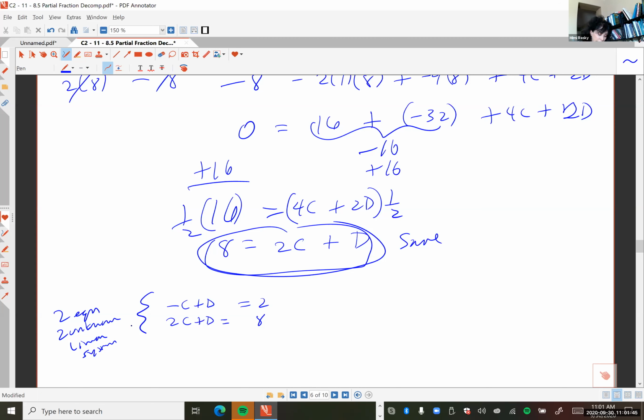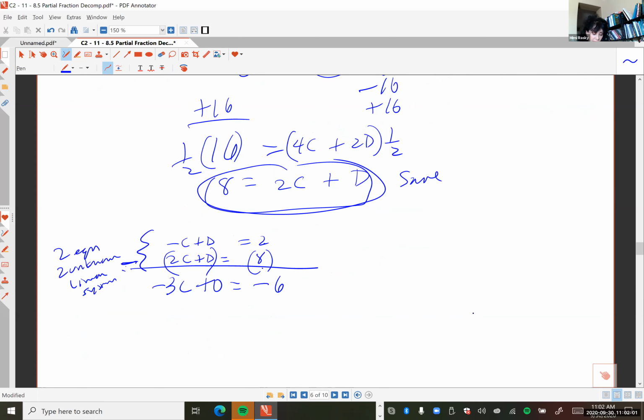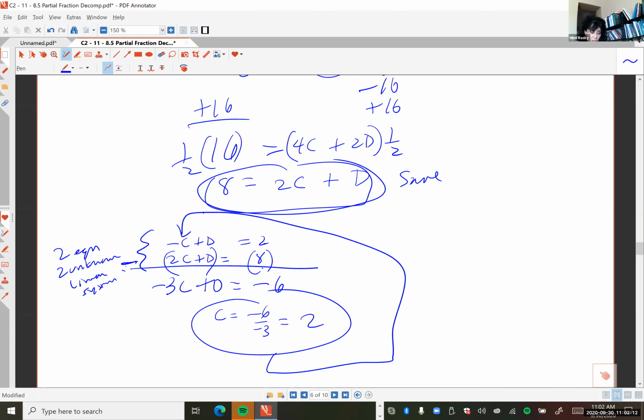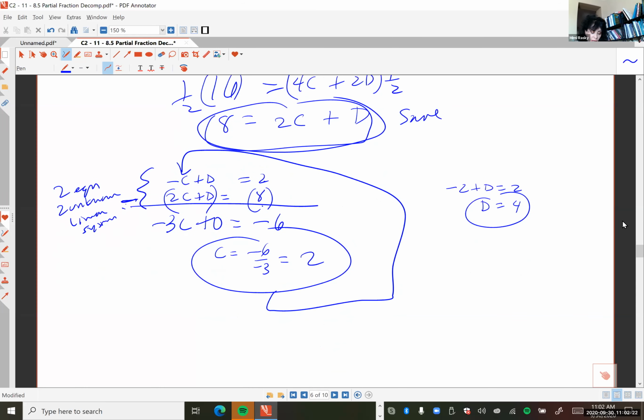How about if I subtract the bottom equation from the top equation? So if I go negative c minus 2c is negative 3c, and then d minus d is 0, and then 2 minus 8 is negative 6, that's called the process of elimination. And if I solve this for c, woo, I now have one of my unknowns. Hallelujah. And then you can substitute this back into either one of the original equations to get d. So you'll have negative 2 plus d is equal to 2. And if you add 2 to both sides, you get d is 4. Fantastic. Now I'm ready for the calculus.